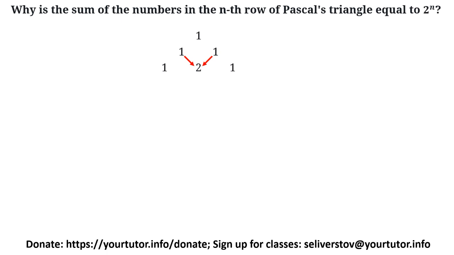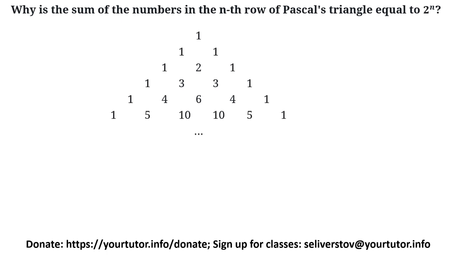Further, in the third row, there are ones on the sides, and the 2 numbers inside the row are 3's, which are equal to the sum of 1 plus 2. In the next row, the number 4 is the sum of 1 plus 3, and the number 6 is 3 plus 3, and so on.